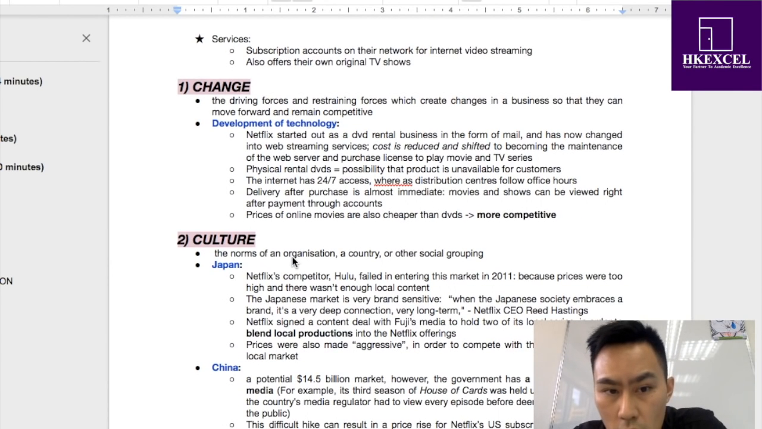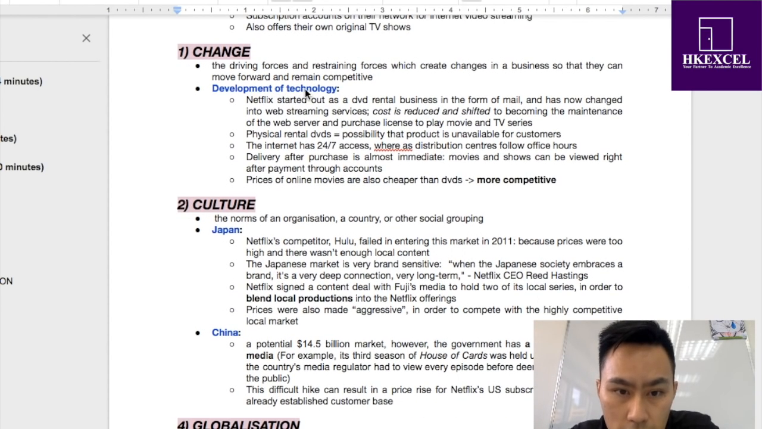Yeah, so when you talk about change, for example the driving force, you have to first define what is meant by change, right? The driving force and restraining force create changes in a business so that they can move forward and remain competitive, right? That is the change definition, and the development of the strategy.